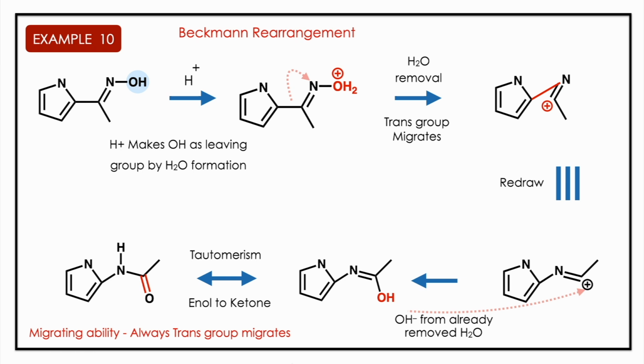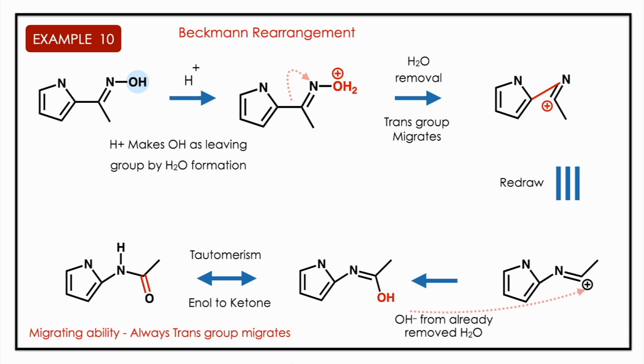The acid attacks the OH to form H2O. According to Beckmann rearrangement, the trans group migrates. Hence, pyrrole migrates. You have a cation in the system. During the migration, H2O removal happens by assistance. If you redraw nicely, you have a cation at the side chain.